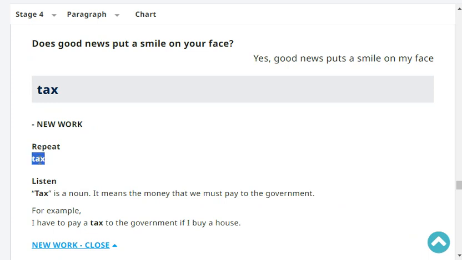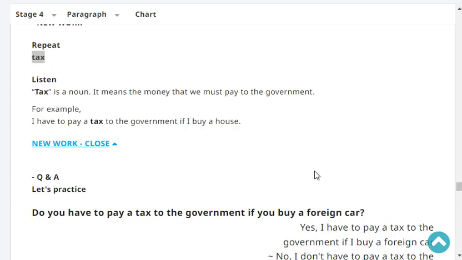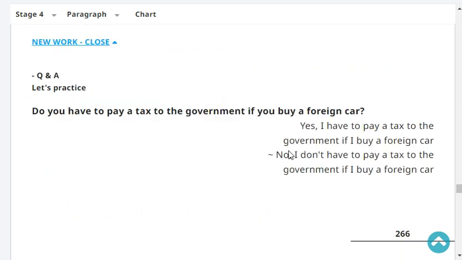Tax. Yeah, our favorite word, tax. So tax is a noun. It means the money that we must pay to the government. For example, I have to pay a tax to the government if I buy a house. Let's practice. Do you have to pay a tax to the government if you buy a foreign car?